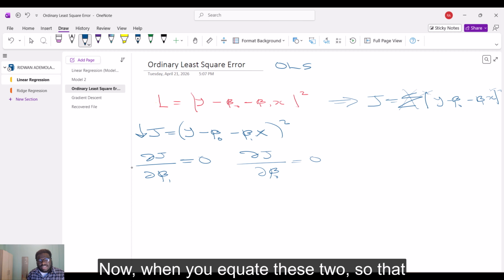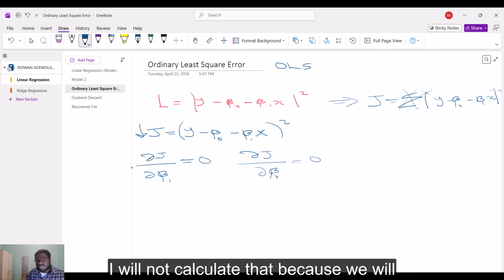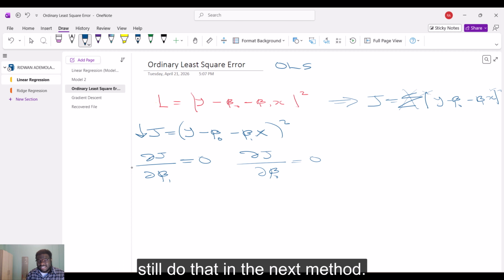Now, when you equate these two, that means for this function you have to look for the partial derivative. I would not calculate that here because we will still do that in the next method.